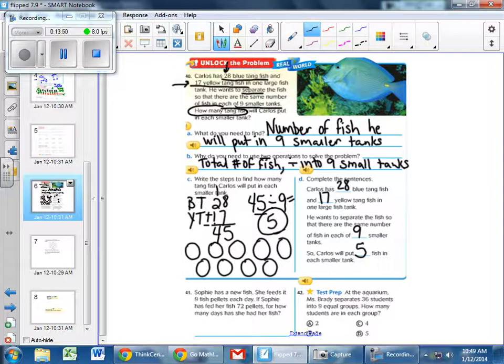Number 41. Sophie has a new fish. She feeds it 9 fish pellets each day. If Sophie has fed her fish 72 pellets, for how many days has she had her fish? So you're going to have 72 pellets divided by 9 each day equals, find your answer, and label.